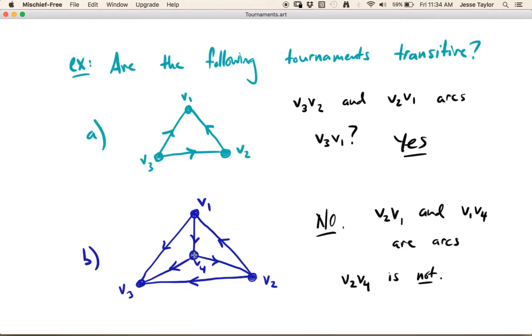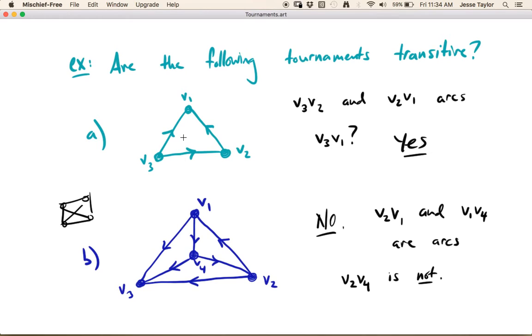I'm not sure if we've seen this particular drawing of it before, but this is K4 just like this is K4, right? We've just moved one of these vertices into the interior of this triangle. Okay, so that's tournaments, and whether they're transitive, in a nutshell. What we want is some sort of metric for determining when a tournament is transitive rather than just checking every single possible pair.